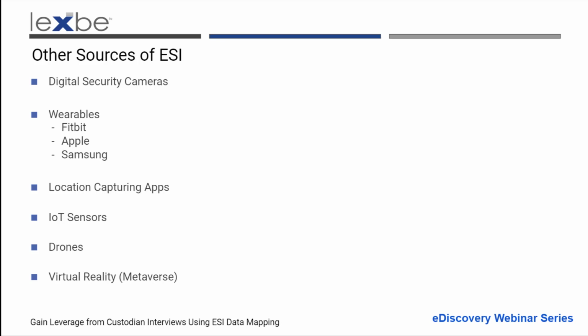Other sources of ESI, there are a myriad of other sources that could be relevant to your cases. These include digital security cameras, wearables that capture location and the physical fitness of an individual, location capturing apps and devices like smartphones, IoT or Internet of Things sensors that can capture the location and status data, drones, and then virtual reality. So the metaverse, it'll be interesting to see what impact that has. We haven't seen many cases with avatars and virtual worlds, but it is just a matter of time before we see virtual reality evidence in cases.